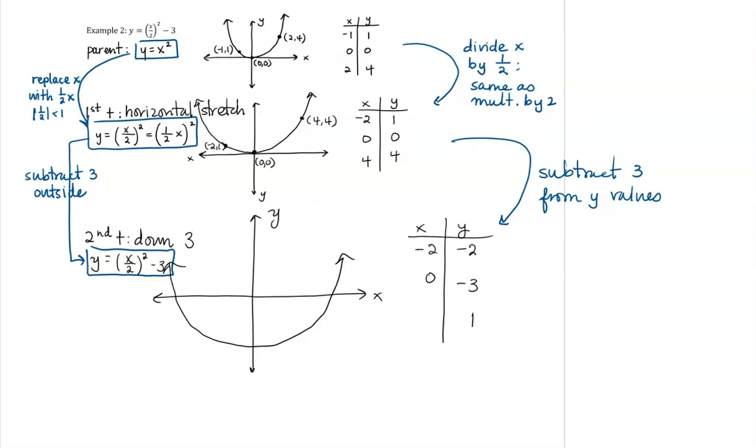The x-coordinates of -2, 0, and 4 did not change because the graph was just going down. So we now have the points -2, -2, and 0, -3. Oh, I moved that down too much. And here's the point 4, 1. And let me reconnect these. And then this graph here is our final graph. That's our final answer because this function only had 2 transformations.